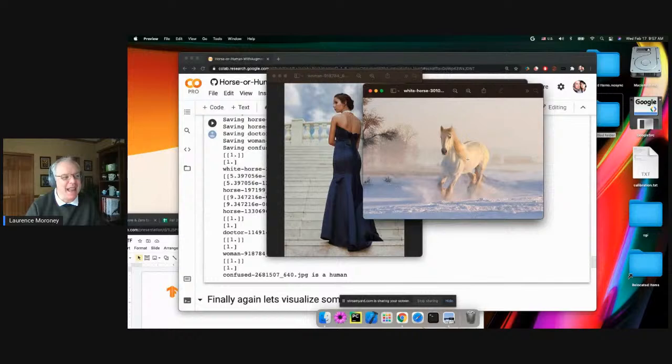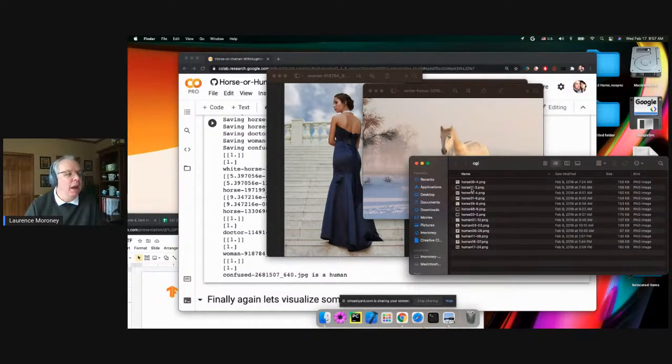So maybe it's the hair. I don't know. Maybe it's something about the image. It thought that there was actually a human in this image. Remember earlier when I was talking about biases in the training data, I might need to have more training data of white horses with long blonde hair like this one that are labeled as horses, so that my model wouldn't think something like this is actually a human instead of a horse.